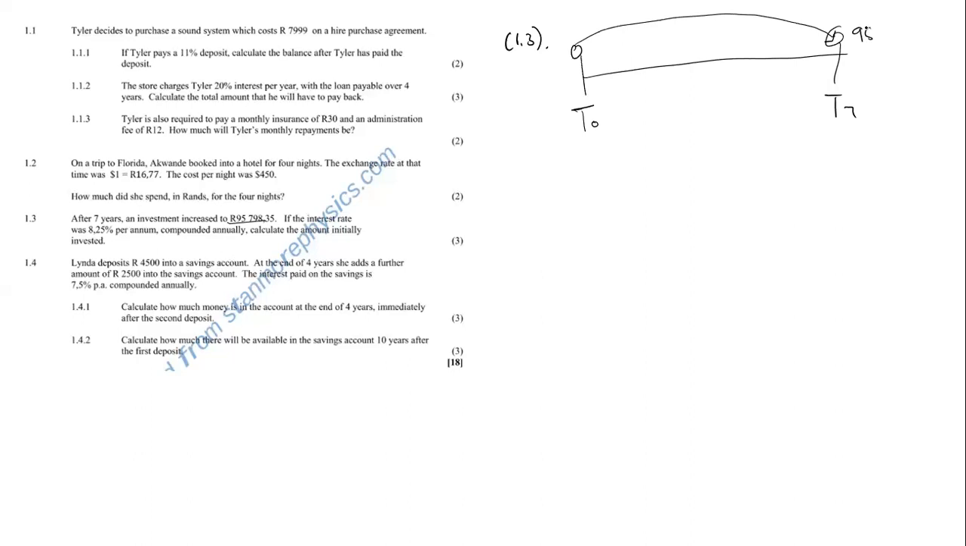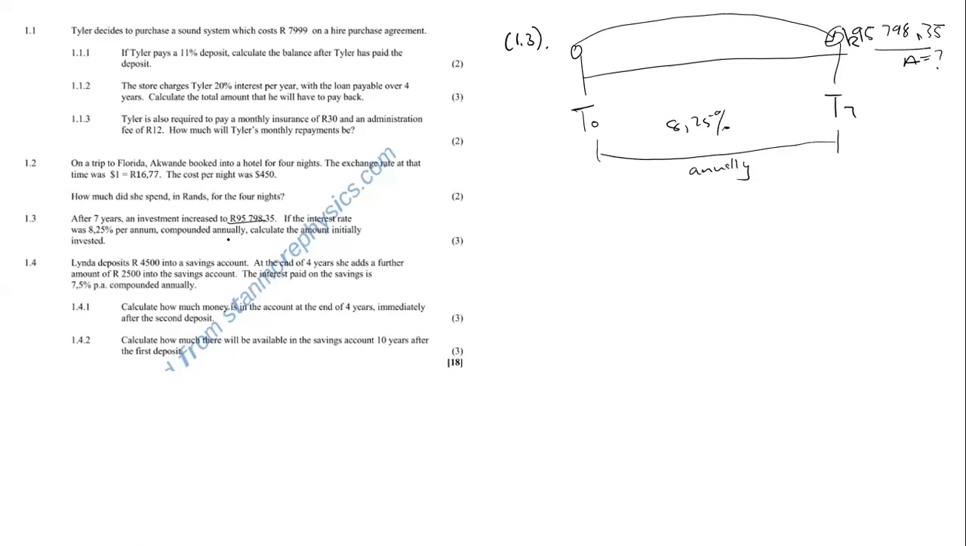We have 95,798 rand and how many cents? 35 cents. Right? After 7 years, this was there as the accumulated amount. If the interest rate was 8.25% per annum compounded annually, so they say after 7 years, apparently the interest rate was 8.25% per annum compounded annually.